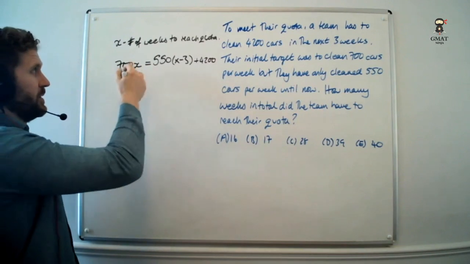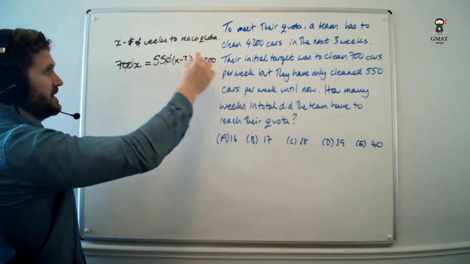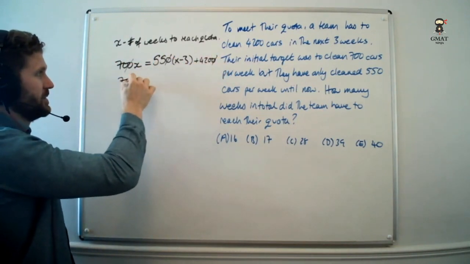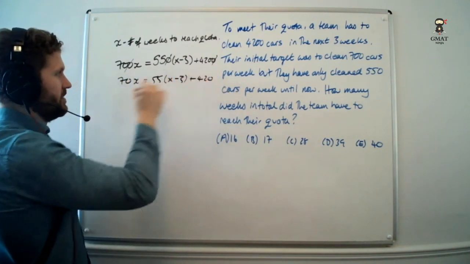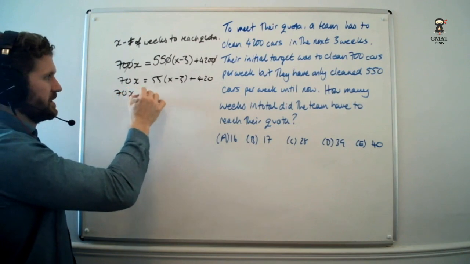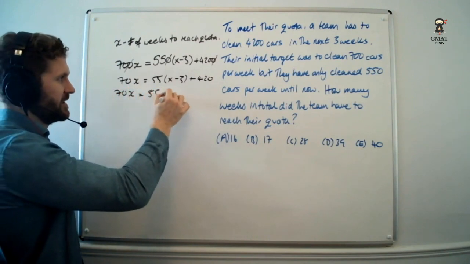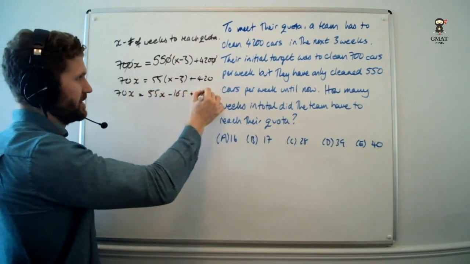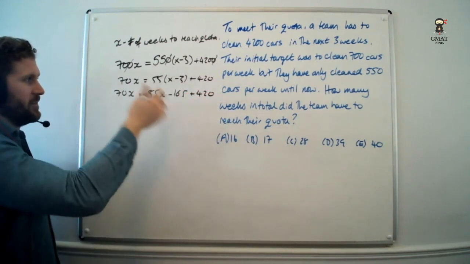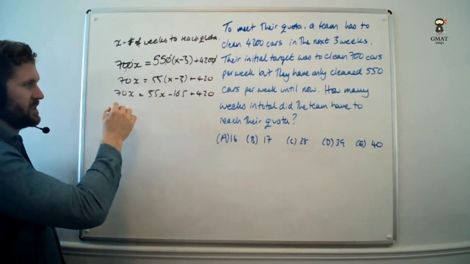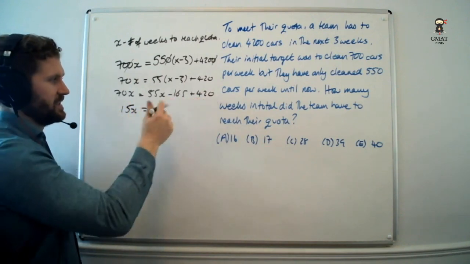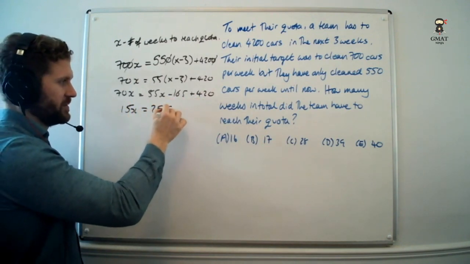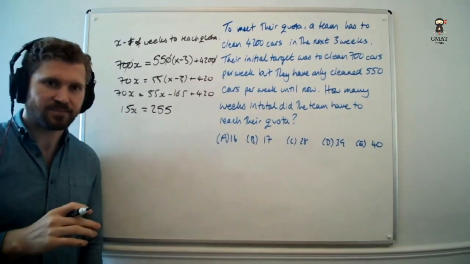So let's finish this problem up. What I can say straight away is, well, I could divide every term by 10 to make the numbers a bit nicer. And then if I expand this set of brackets in the middle, I'll get 55x minus 165 plus 420. If I take all the x terms to one side, so if I take away 55x from both sides, I'll get 15x, and 420 take away 165 would leave me with 255.